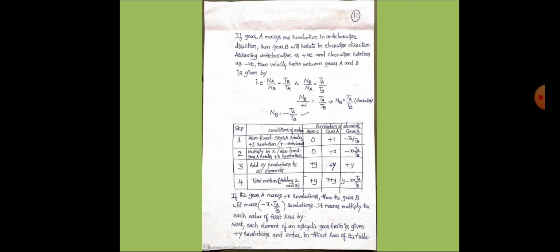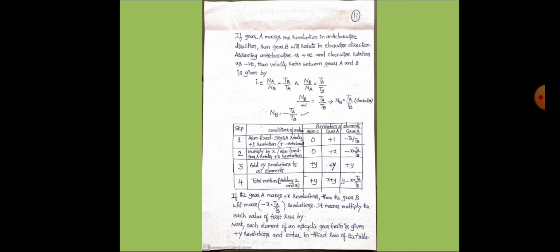This is the table which we have to prepare. The first column is step number 1, 2, 3, 4. Second column, conditions of motion. And third one, revolution of elements. So here, how many elements? Arm C, gear A, gear B. Like that, in that column there is a bifurcation into sub-columns: arm C, and suppose if I have gear C, one more. Like that, mainly 3 columns: step number, conditions of motion, and third one, revolutions of elements.